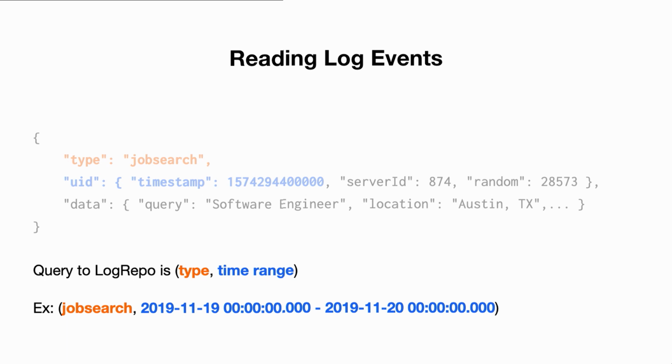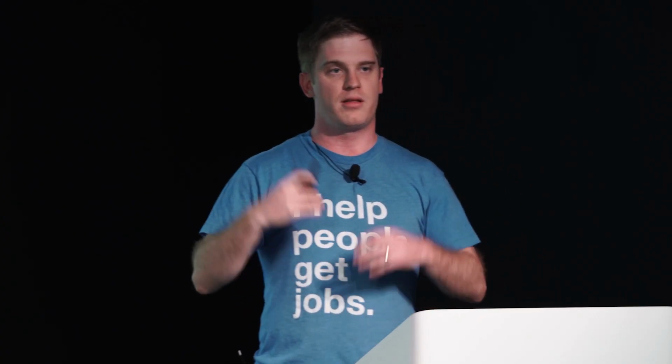So the way we read from log repository is that every query is for a time range of one specific type of events. For example, we could look up job search logs from yesterday, is what this query would be. So now that we've talked about the very high-level view of what log repo stores, I want to go into more about how we actually store it and what the challenges are there.